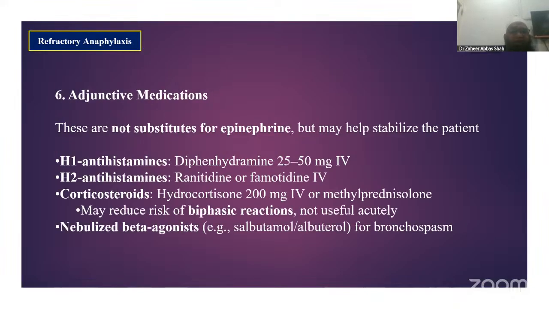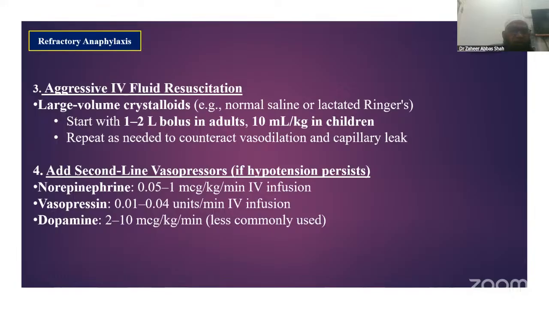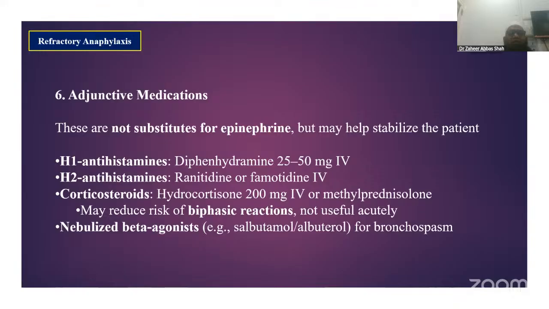Now coming to this adjunctive medication. Whatever we are giving, these are not a substitute for epinephrine. Whatever we have spoken about, vasopressin, norepinephrine, dopamine, and glucagon, these are not substitutes. Most of the time the patient is having bradycardia, so we have to give atropine, glucagon, and vasopressin. We can give these, but they are not the substitute for epinephrine, but may help the patient to stabilize.